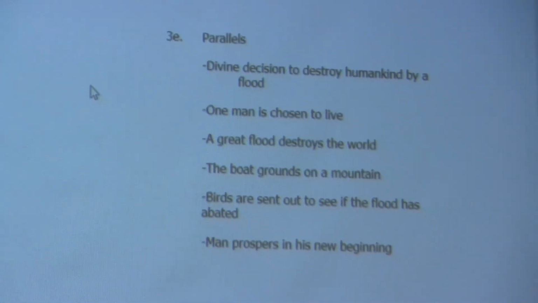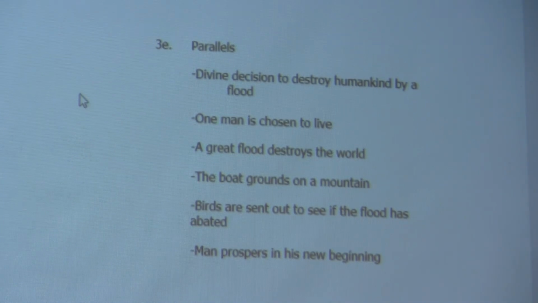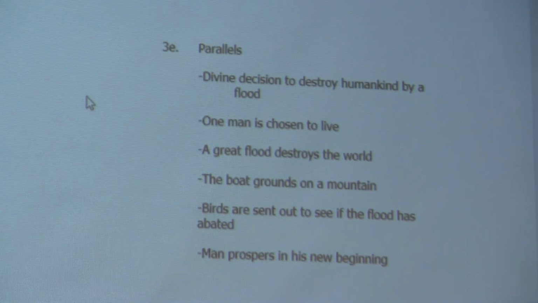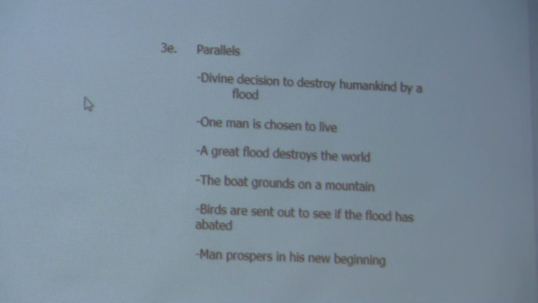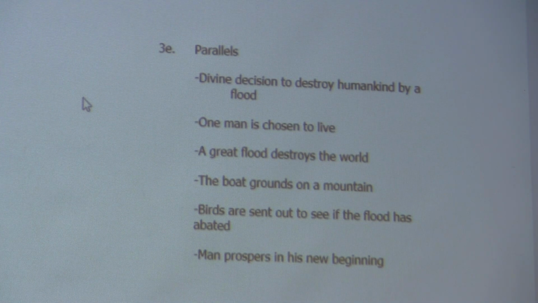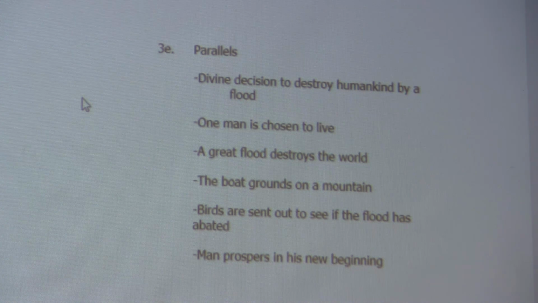Well, I have listed for you in your notes that I've made available the parallels. And they seem to me to be parallels that are undeniable. There is a divine decision to destroy humankind by a flood. Only one man is chosen to live. There's a great flood that destroys the world. When the flood recedes, the boat grounds on a mountain. Birds are sent out to see if the flood has abated, and humankind prospers in its new beginning. I'm willing to concede that those are some pretty impressive similarities.